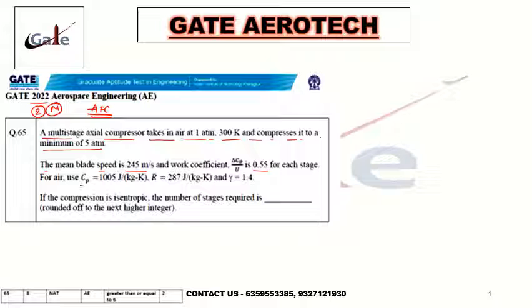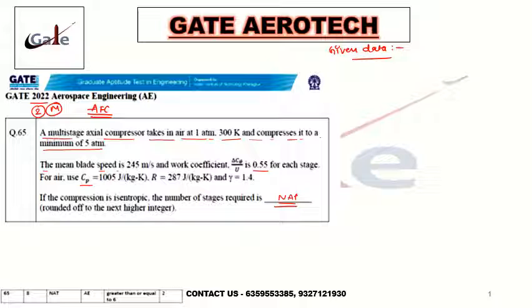For air they have given some gas values: universal gas constant, Cp value, gamma value. But you need to be careful about what unit they have given, because you may make a mistake while using the Cp value for finding specific work. If the compression is isentropic, find the number of stages required, rounded off to the next higher integer. So this was the NAT question. Let's first write the data they have given, then we will try to solve this.